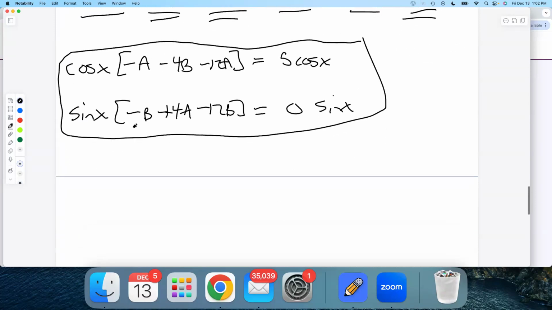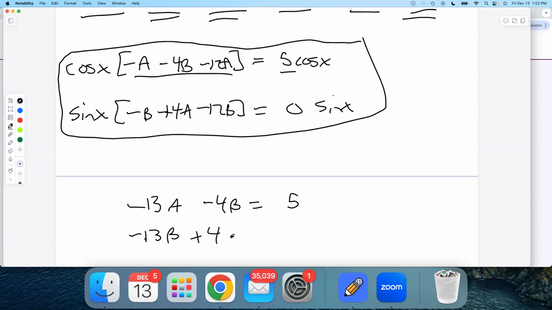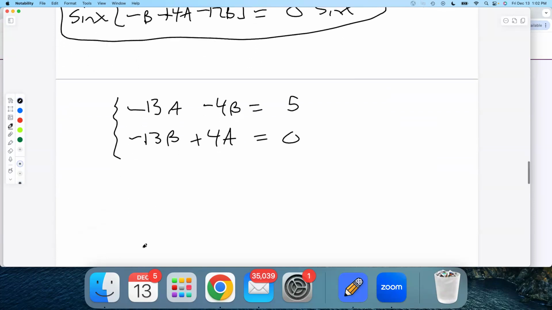All right, now we can clean that up. So what do we get? Negative 13a minus 4b is supposed to equal 5. That coefficient must equal that coefficient. And negative 13b plus 4a should equal 0. I've got this system of equations I need to solve. Now, personally, I would just solve this by substitution, and that's what you're going to watch me do.